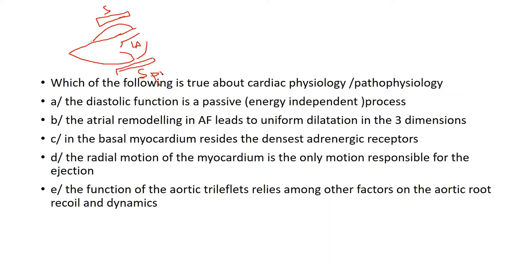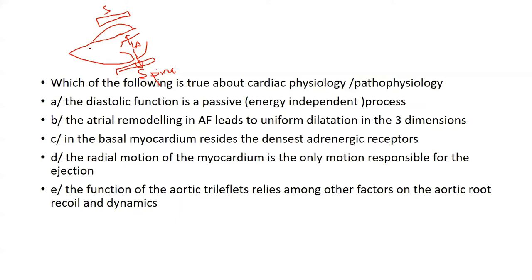So the heart is bounded anteriorly and posteriorly by bony structure, right? But what about lateral and medial? It's free to expand. That's why the left atrium dilates more in the longitudinal than the vertical axis, because in the vertical axis this dilatation is limited by these two bony structures, therefore it dilates more horizontally.